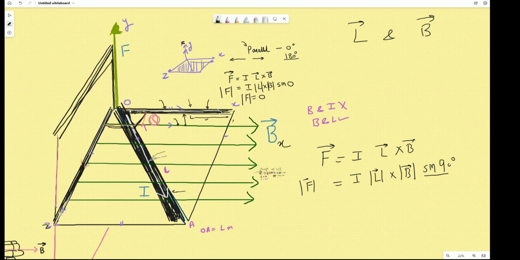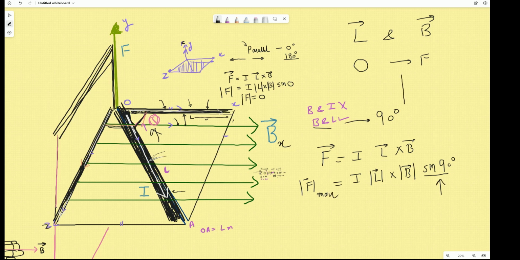So angle is very important in these questions. If you change this angle, the force on the current carrying conductor changes. When you kept the angle as 0 degrees, there was no force. Then between B and L, you change the angle to 90 degrees. The force which you get is the maximum force because sine is maximum at 90 degrees.